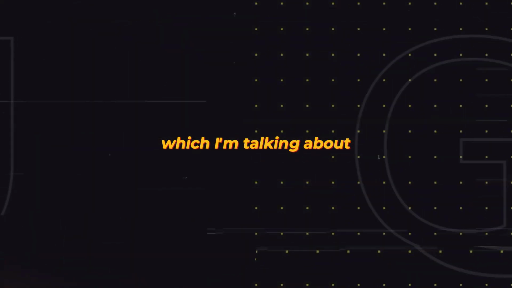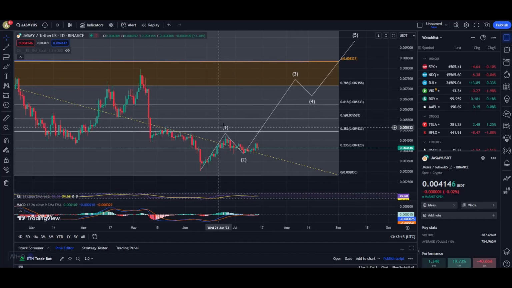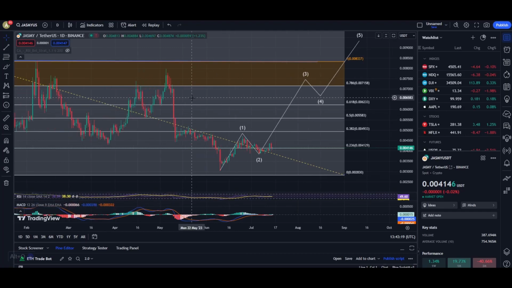So guys, right over here, I have the charts lit up for Jasmy. And for those of you who are new, I just want to explain that I believe Jasmy started forming this massive Elliott wave structure, which includes five waves towards the upside, once we got to this price level right over here at a price of about 0.0030.